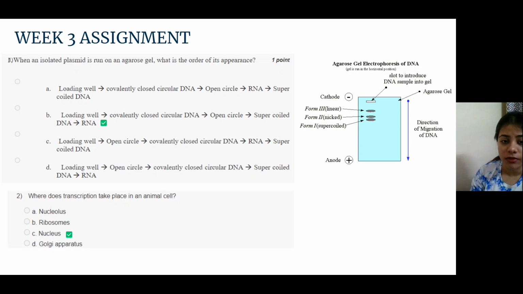However, if you look at the other two, among the open circle and the covalently closed circular DNA, the open circle conformation has a faster rate of migration. This is an observed pattern that is usually seen. Here also you can see the same thing, that the nicked circular conformation of the plasmid has a faster migration compared to the CCC DNA.